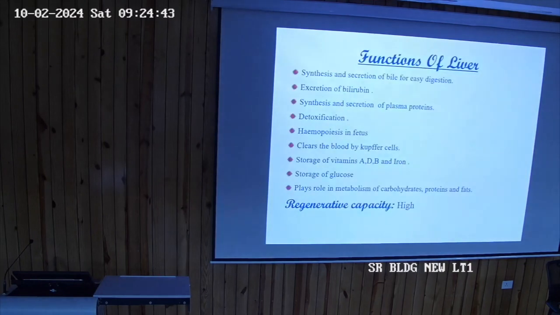Next we have the functions of liver. What are the functions of liver? Anyone? Please raise your hand. Yes, detoxification, or synthesis and secretion of bile juice. Then synthesis and secretion of plasma proteins like albumin and fibrinogen, storage of glucose in the form of glycogen, and excretion of bilirubin.